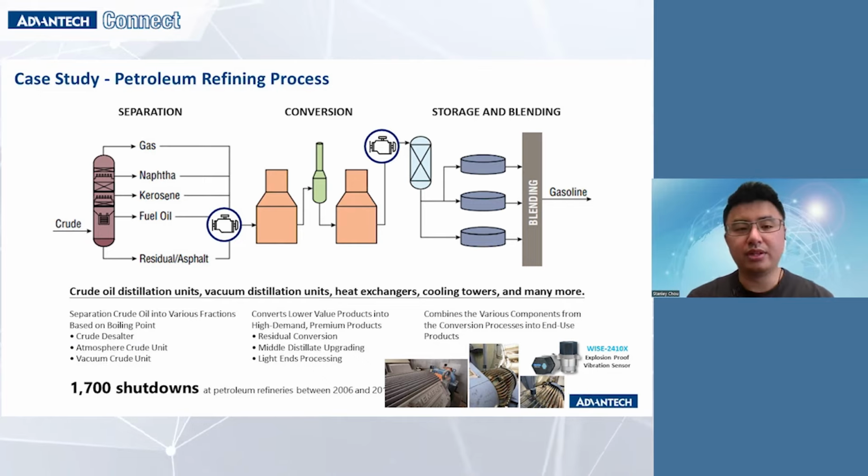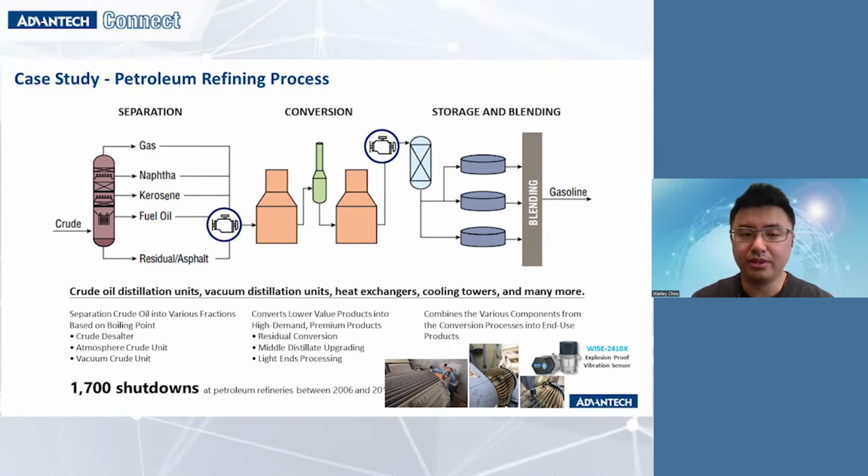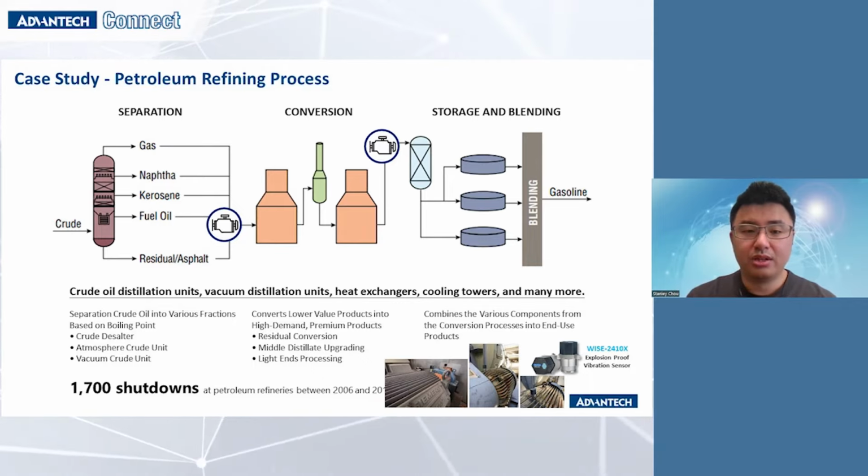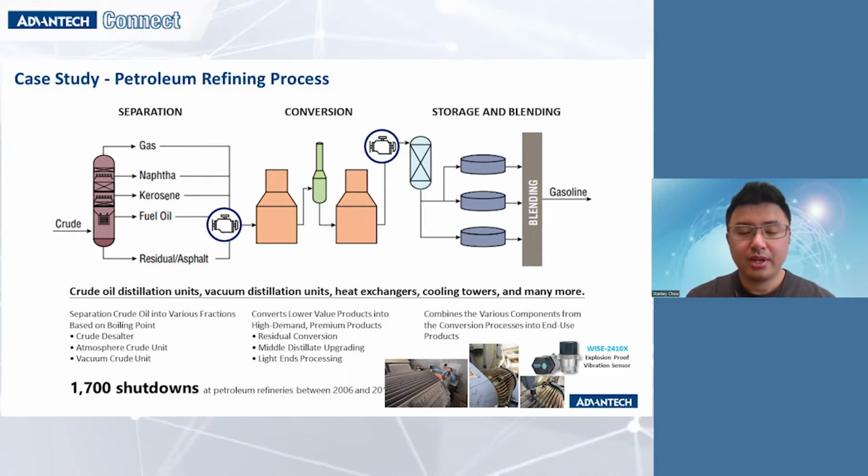One case to share with you here is refineries. Everyone knows that refineries are very large. It's quite a large industry and quite complex, since the process involves many different processing units, such as crude oil distillation units, vacuum distillation units, heat exchangers, cooling towers, and many more. These facilities are dispersed over a vast industrial complex, and some of them are in hazardous environments or nearly inaccessible locations, thus making maintenance extremely difficult.